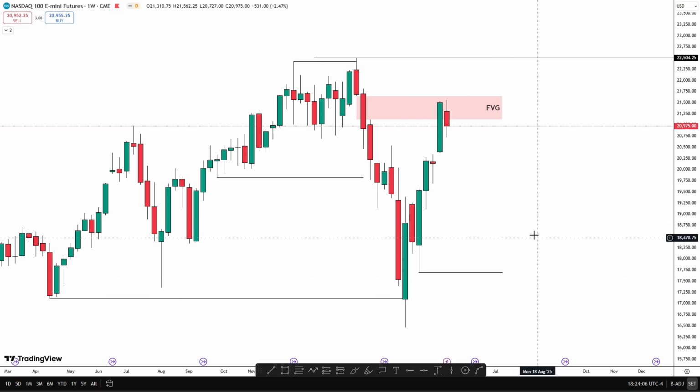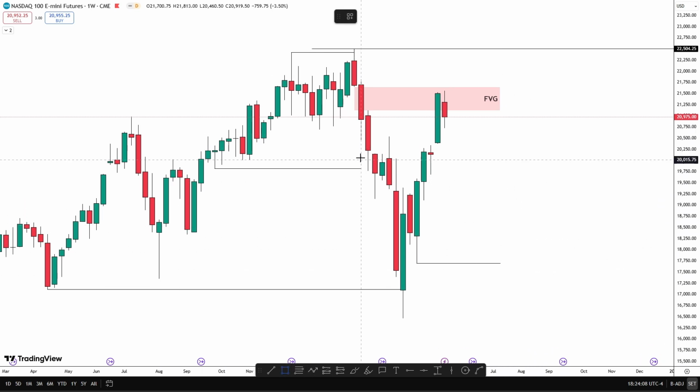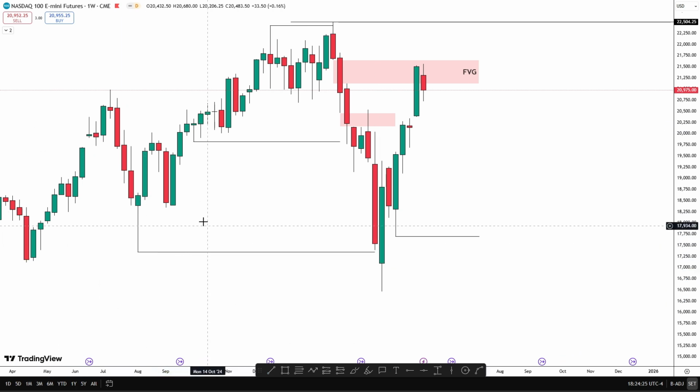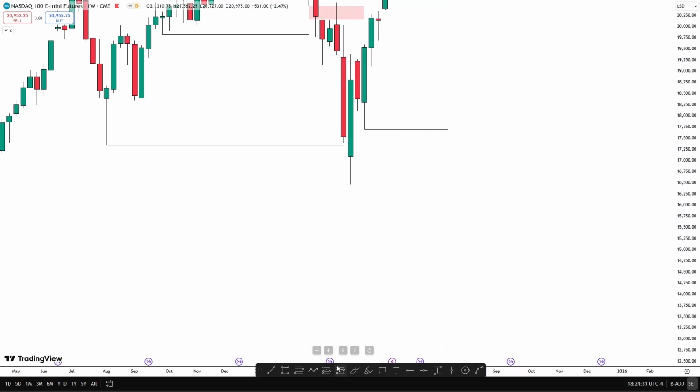I personally used this after seeing how price took out this internal range right here. I was looking for external range, which was this low down here. However, we came even lower to take out this low. As you can see, as soon as we've taken out this external range, we've had a volatile move back up higher to take out internal range. So this is essentially how the market is moving.